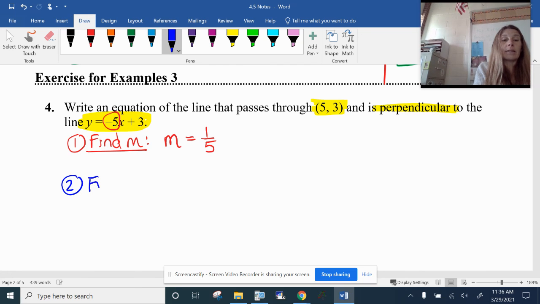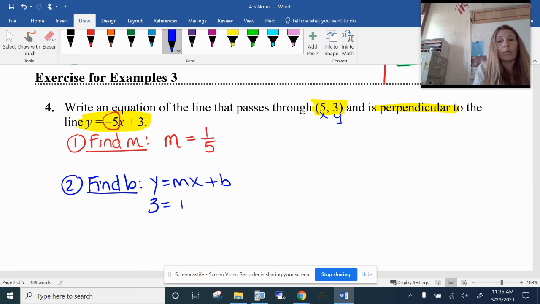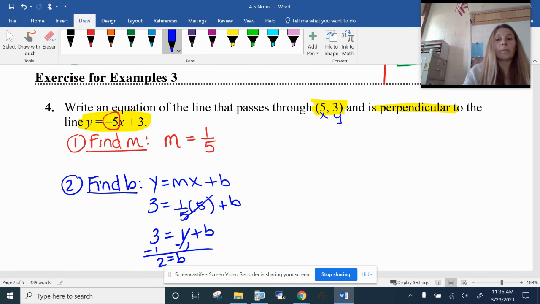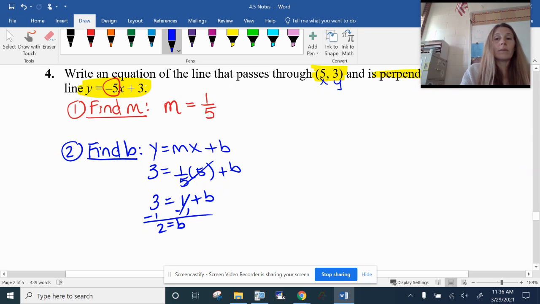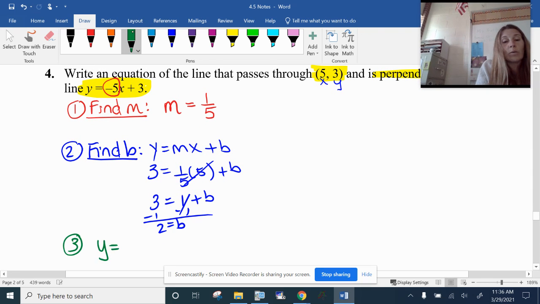Then for the second step, we can find the b. We plug into y equals mx plus b, using the point given to us. So 3 equals 1/5 times 5 plus b. Then, of course, we get the b by itself, so b would equal 2. And then we can simply write our equation, y equals 1/5 x plus 2.